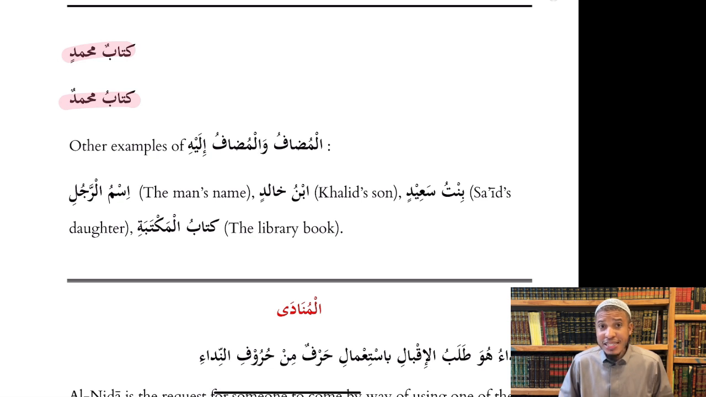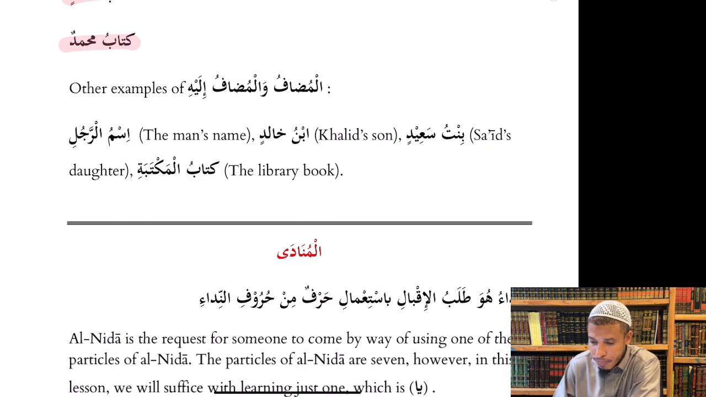If you said that the mudaf ilay, which is Muhammad in this case, must be majroor with kasra, then you're correct. Here, this is marfu', it has dhamma. So this is incorrect. Now, all right, let's look at some other examples of al-mudaf wal-mudafu ilay.